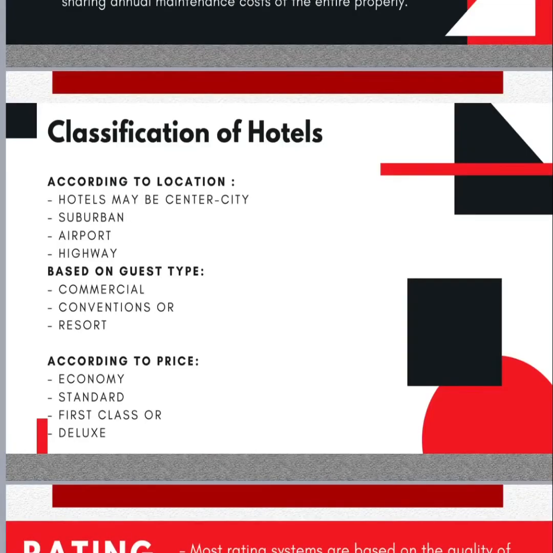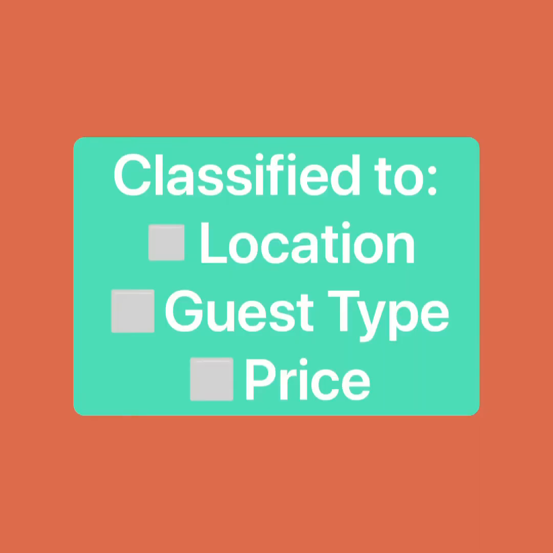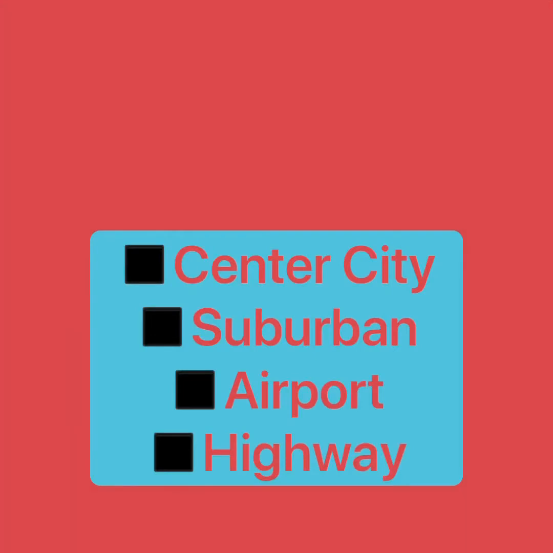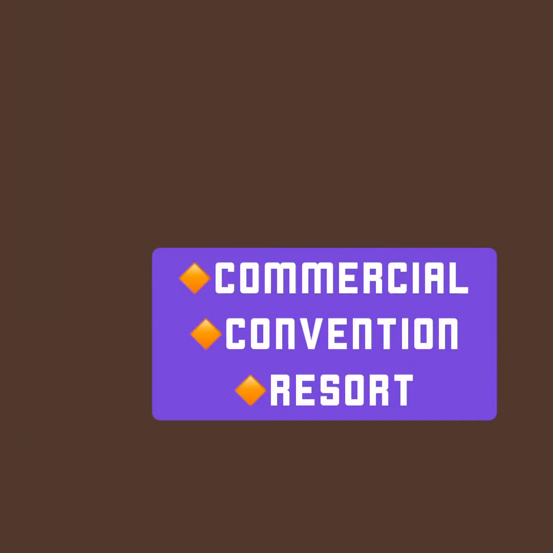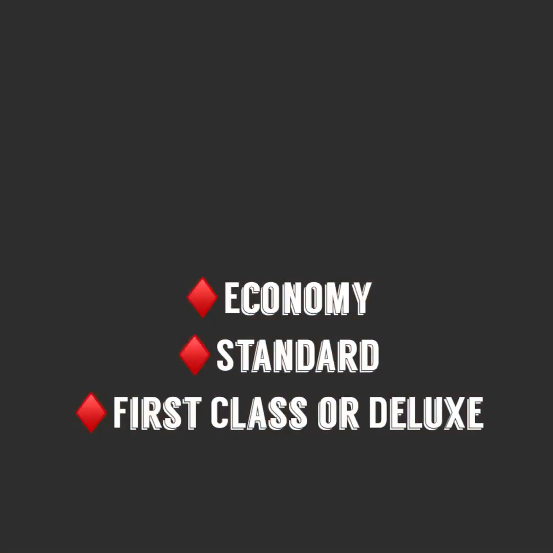Now, the classification of hotels. Hotels can be classified according to location, guest type, and price. Location can be classified as center city, suburban, airport, and highway. As for guest type, it could be commercial, convention, and resort. Under price are economy, standard, first class, or deluxe.